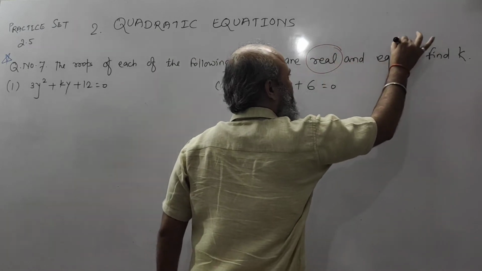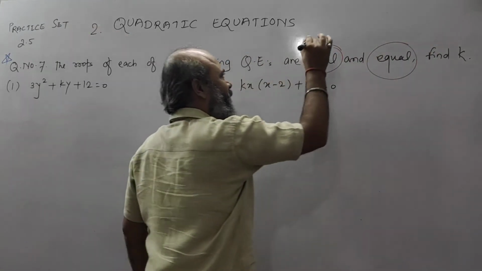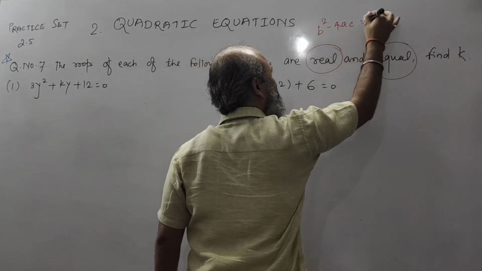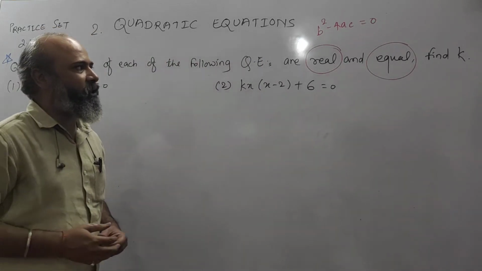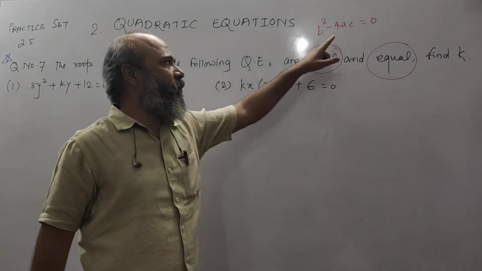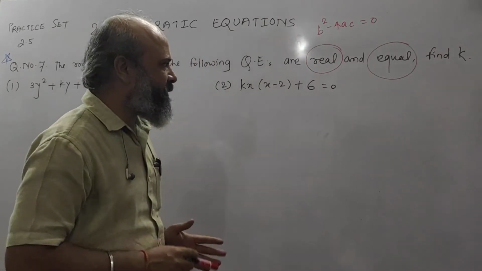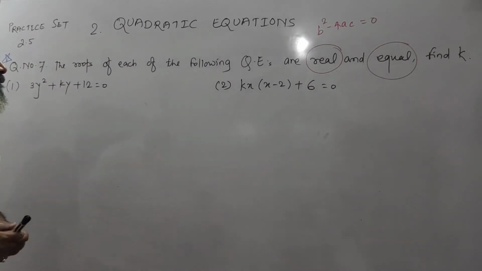Student, we know that if the roots of the quadratic equation are real and equal, at that time the value of delta, that is b square minus 4ac, is 0. So we will write b square minus 4ac is equal to 0. It means that we have to find the value of the discriminant.